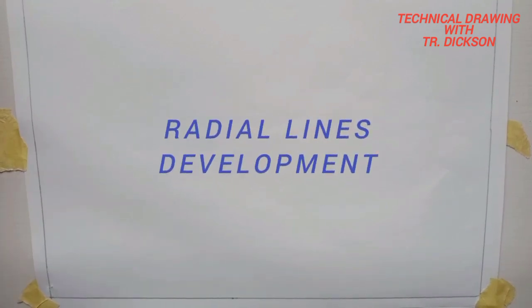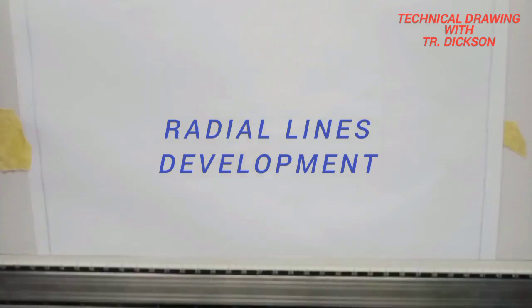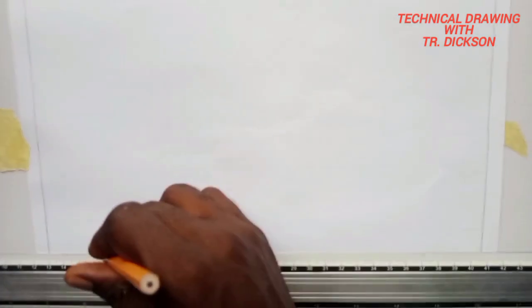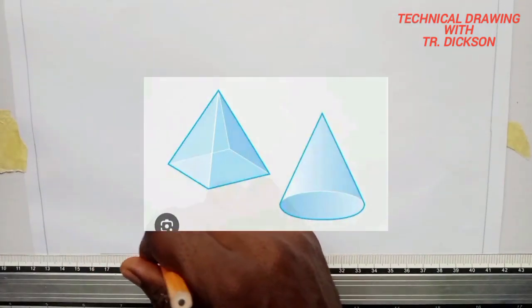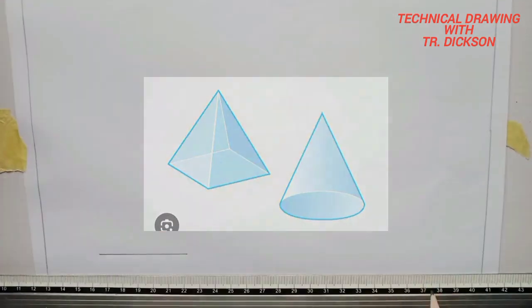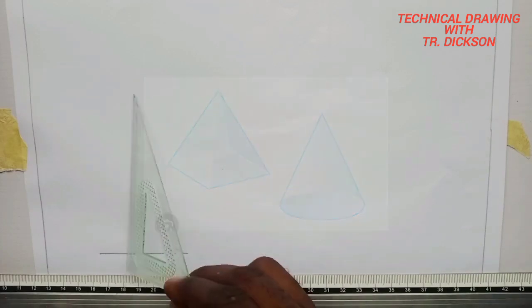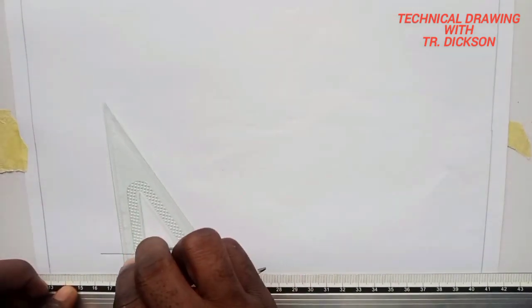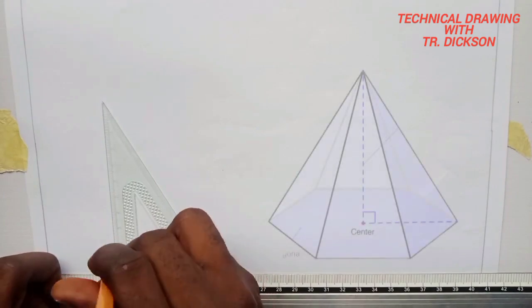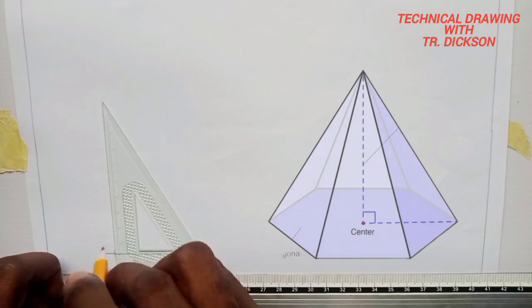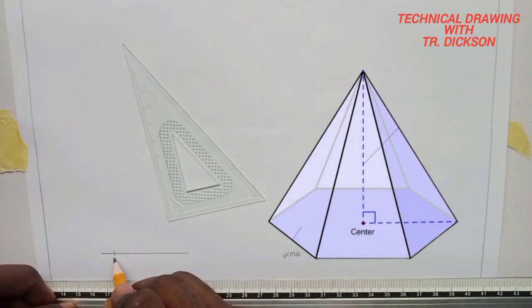All right, at this juncture, we would like to start with the radial line development, which is concerned with the development of prisms, pyramids and cones. So that is what we are going to look at. So under the development of radial lines, I would like us to first of all take a look at the development of hexagonal pyramids. So let's see how we can fix that.